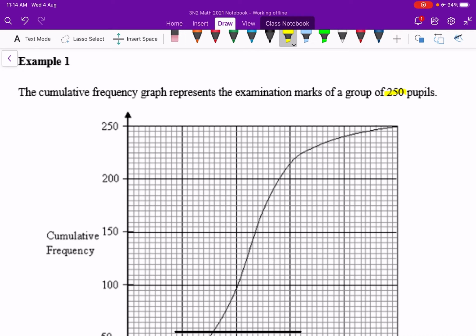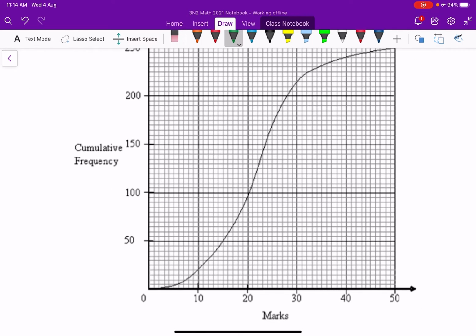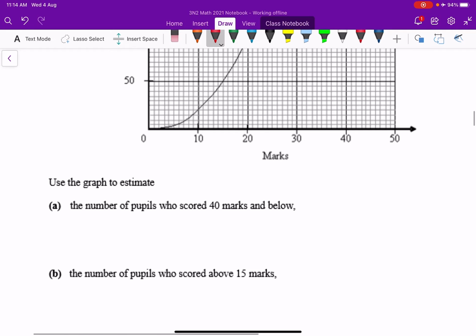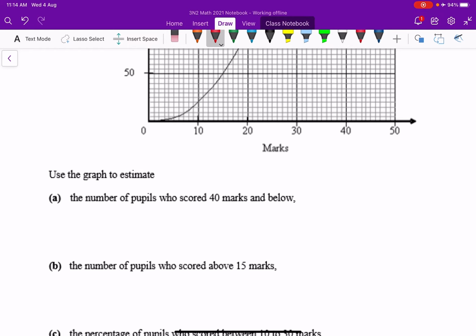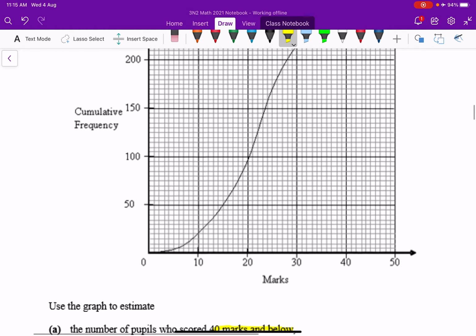You have a graph of 250 pupils, and the marks, maximum mark 50. Question 1. Use the graph to estimate the number of people who score 40 marks and below. I want the class to not rush this through. Think: 40 marks and below. So what does it mean? I'm going to look at the number 40 here.